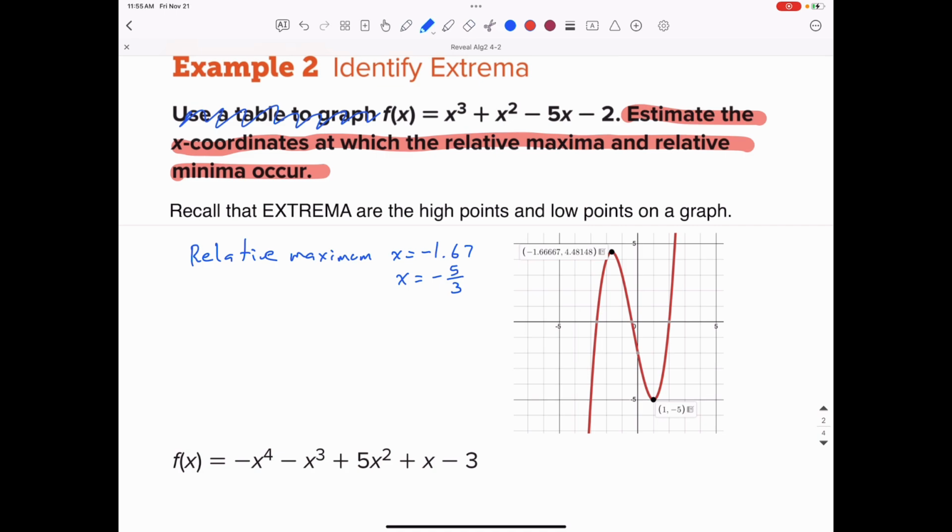And then down at the bottom of the screen, we have a relative minimum. That is a low point on the graph. And the relative minimum is there at an x value of 1.